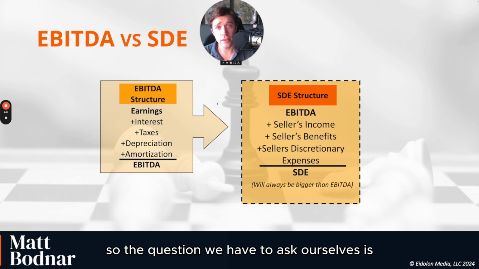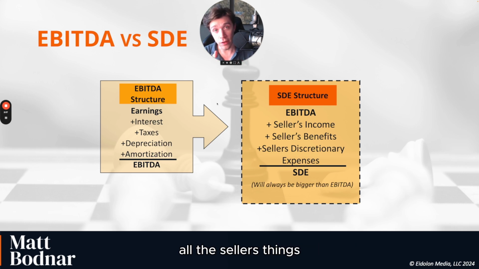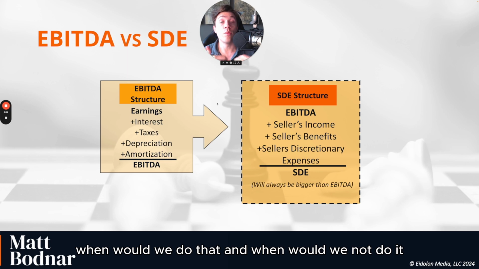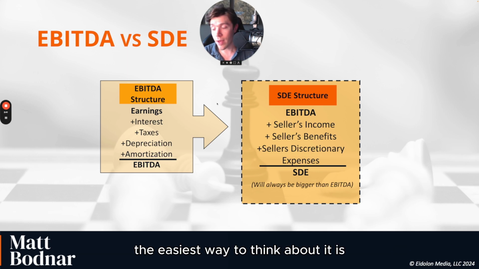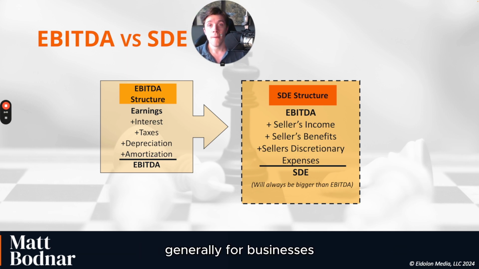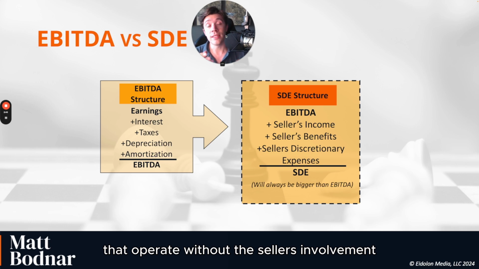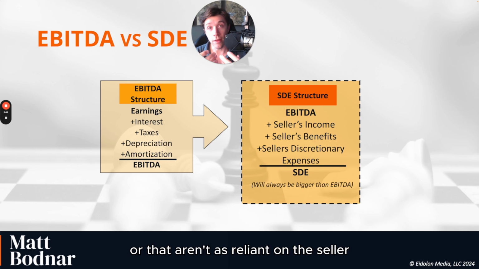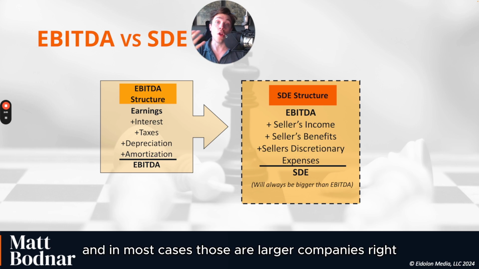So the question we have to ask ourselves is, why are we adding those things back in? Why is it important or unimportant to add in all the seller's things? When would we do that and when would we not do it? The easiest way to think about it is generally for businesses that operate without the seller's involvement or that aren't as reliant on the seller. And in most cases, those are larger companies, right?